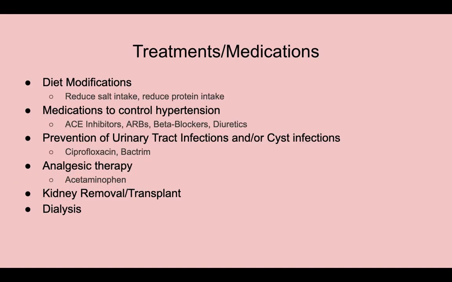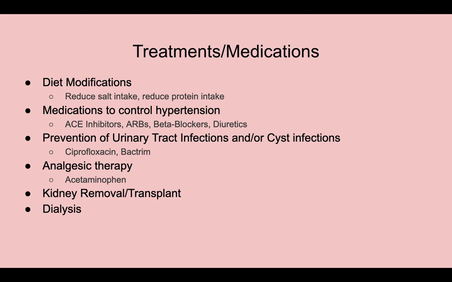Okay, so the treatments and medications, this is for the autosomal dominant mainly. The diet modifications, so these patients are going to have problems with excessive salt. They may have excessive protein or they may have low protein in their blood. So you really have to watch that and then link your treatments based off of that. So if they have high protein, you're going to reduce it. If they have low, you're probably going to give them albumin if it's low enough.